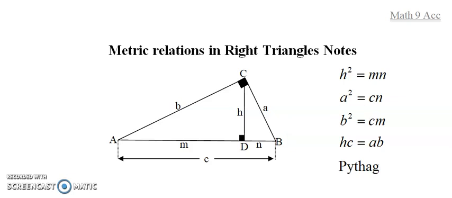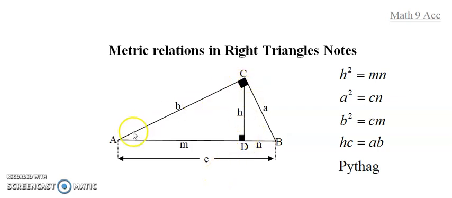This is a video lesson on metric relations in right triangles. So the setup is that if you have a right triangle which is cut through its right angle, it forms two other right triangles, because if this is a straight line, this must be a 90-degree angle as well.